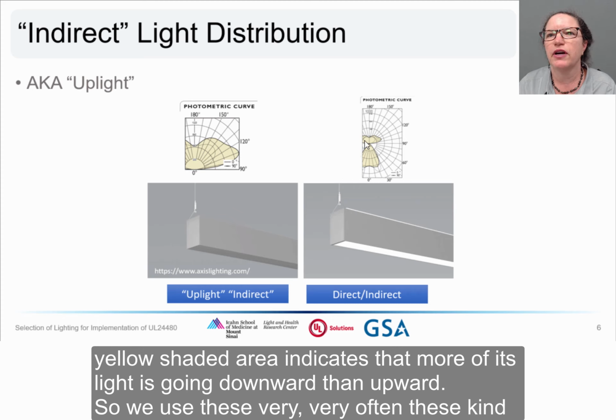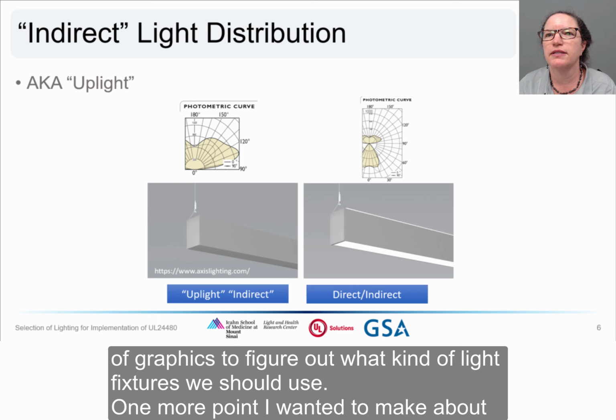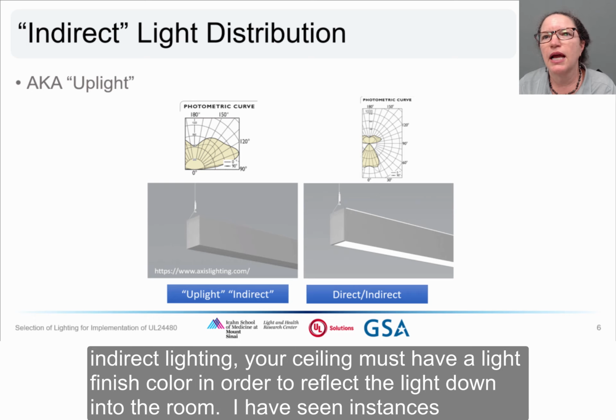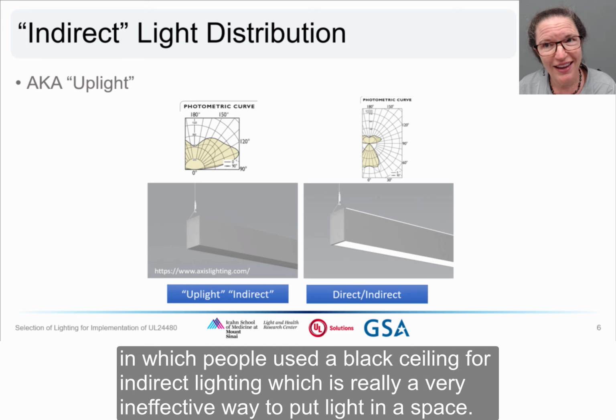So we use these very often, these kind of graphics, to figure out what kind of light fixtures we should use. One more point I wanted to make about indirect lighting. Your ceiling must have a light finish color in order to reflect the light down into the room. I have seen instances in which people used a black ceiling for indirect lighting, which is really a very ineffective way to put light in a space.